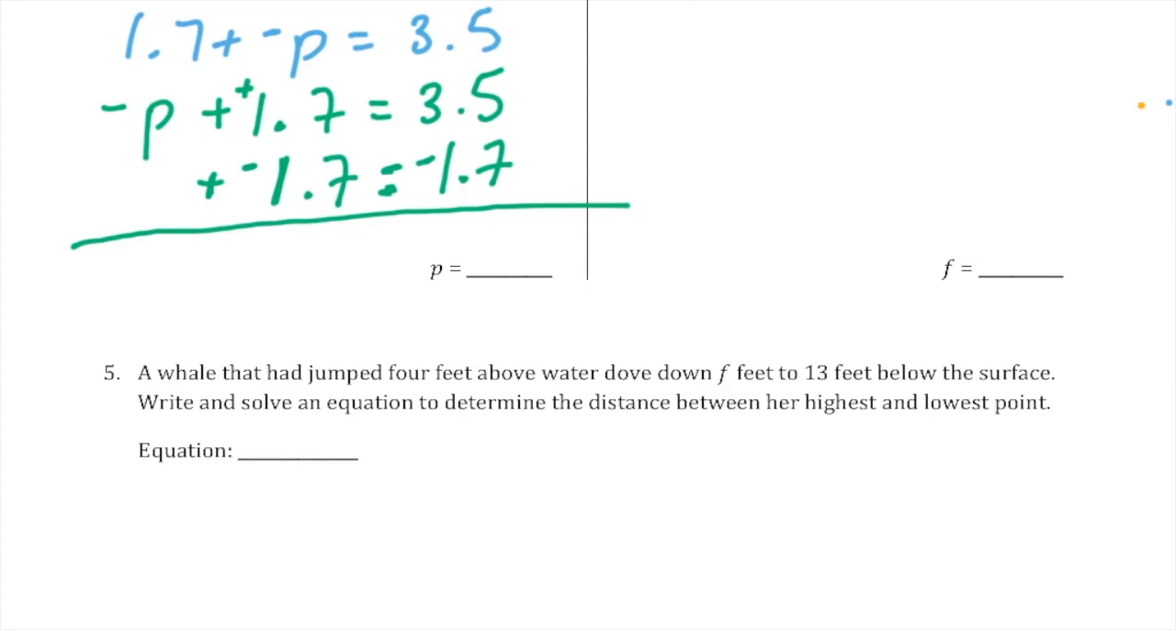What happens when I add the opposite? Well, a zero pair is formed. Now we have 3 and 5/10 plus negative 1 and 7/10. I'm going to simplify that. But first, before I simplify, let me just bring everything down. The 1 and 7/10 and negative 1 and 7/10 cancel out because they form a 0. So I don't have to write the 0 there. I'm going to bring down negative p. And then 3 and 5/10 plus negative 1 and 7/10 will give me positive 1 and 8/10.